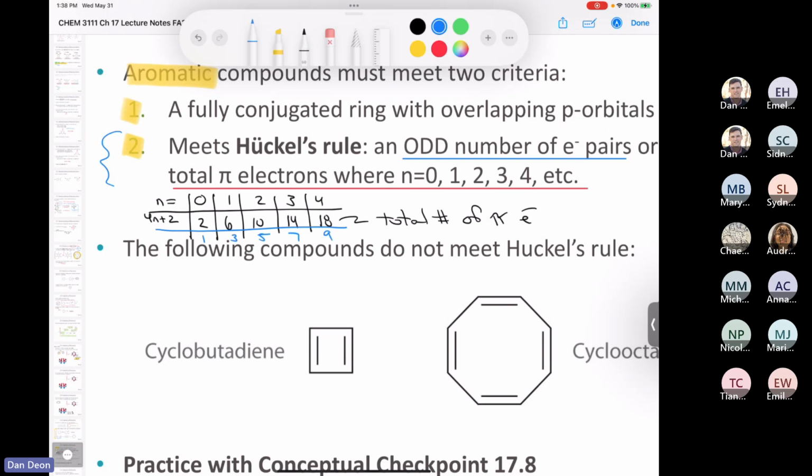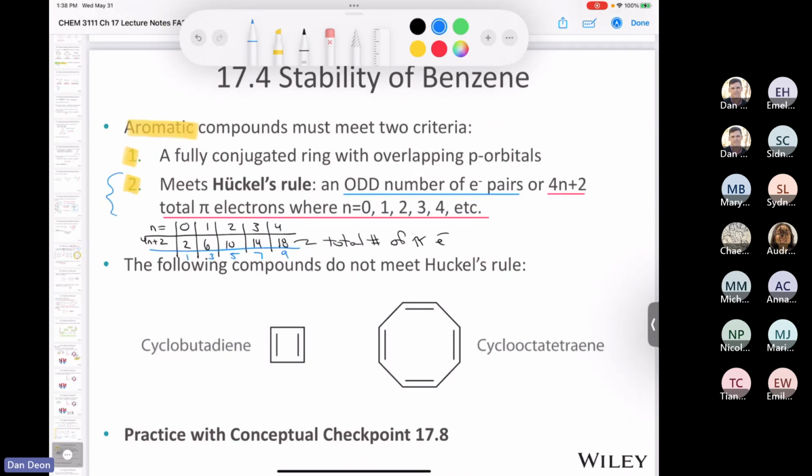What do you notice about all those numbers in blue? They are odd, or are they even? Right? They're odd. So there you go. There's the answer. We either get a Huckel number, 4n plus 2, so these are the numbers, 2, 6, 10, 14, 18, or you can rephrase it and say an odd number of electron pairs, right?